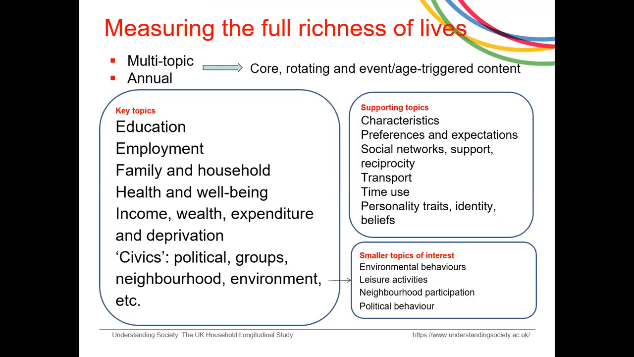As I said, we measure the richness of people's lives as core data that we collect from participants every year. So education, employment, health and well-being, civics, income, lots of core things that we're collecting all the time. And then a rotating set of topics. We do that because it's impossible to collect everything at every wave, and we have to think about how much burden we're putting on the participants in terms of their data collection. So we interview them for about an hour and collect all of these different bits of information.